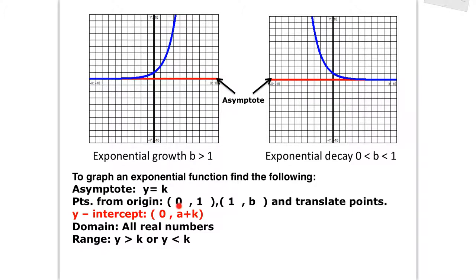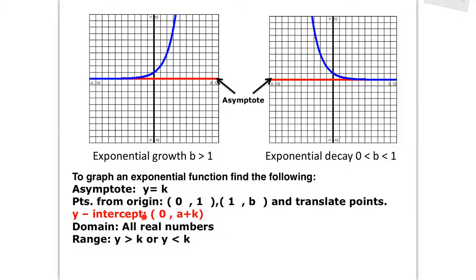For the parent function, you will use (0, 1) and (1, b) for your 2 points. Once you find those 2 points, you will connect the points, and depending on whether it's exponential growth or decay, you will make your graph. I forgot to mention, you will also have to make a dashed line for your asymptote up here. So you will get really close to the asymptote but never touch.